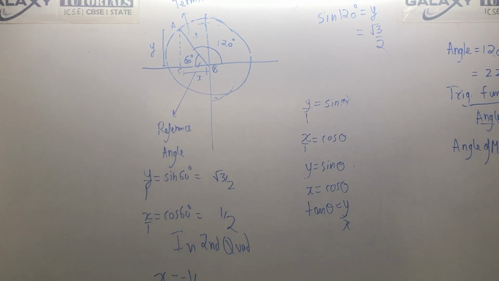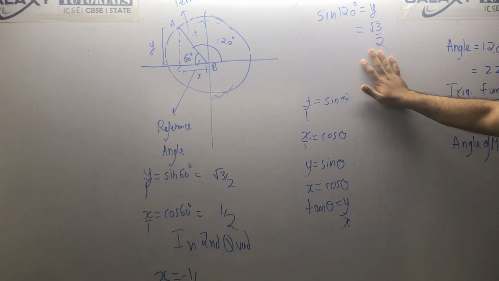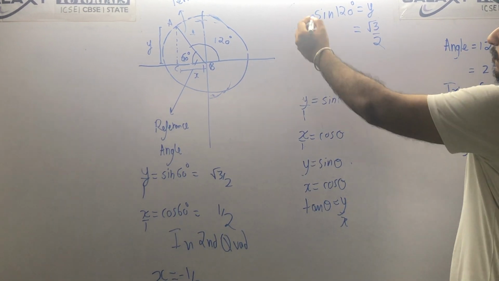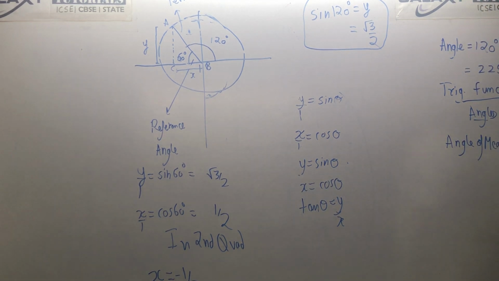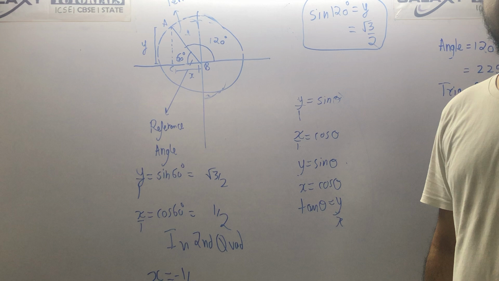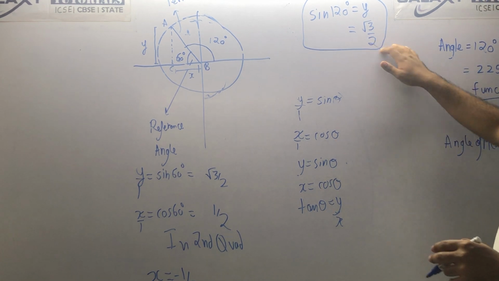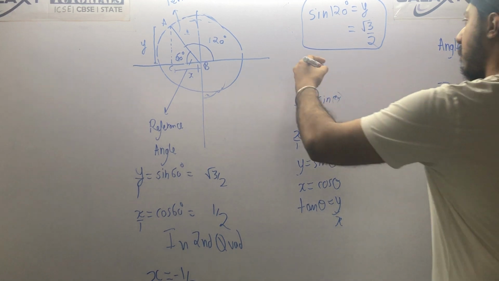Now yes, as I was saying, sine 120 is equal to root 3 by 2. And you can automatically see one thing. Sine 120 is lying in which quadrant? Second quadrant. And I told you before, the value of sine is always positive in the second quadrant. So see, your answer also comes as plus root 3 by 2. Okay. Now what was the value of cos theta?